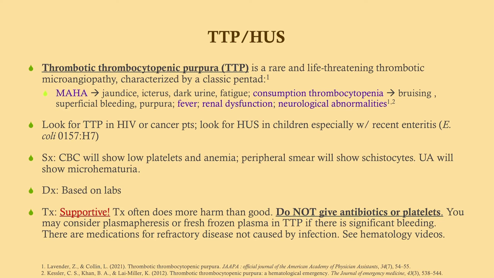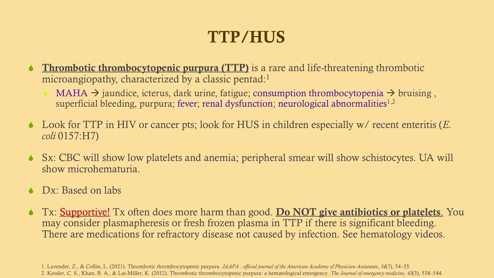In a patient vignette, look for an HIV patient, a cancer patient, look for a kid that had a recent enteritis. Those are all classic for developing TTP and HUS. So on your lab, CBC will show low platelets and anemia. Peripheral smear will show schistocytes, and urinalysis will show microhematuria. Again, go back and watch that video if you haven't yet.